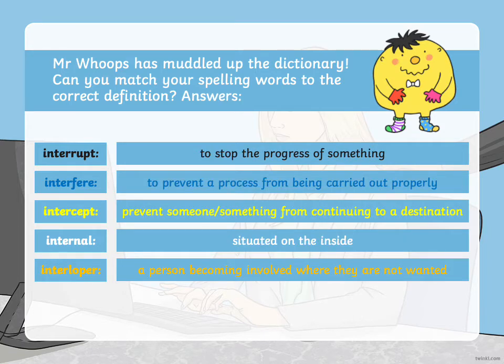Great work, Year 6. Let's see if you've been able to correctly match the word to its definition. Interrupt, to stop the progress of something. Interfere, to prevent a process from being carried out properly. Intercept, to prevent someone or something from continuing to a destination. Internal, situated on the inside. Interloper, a person becoming involved where they are not wanted.